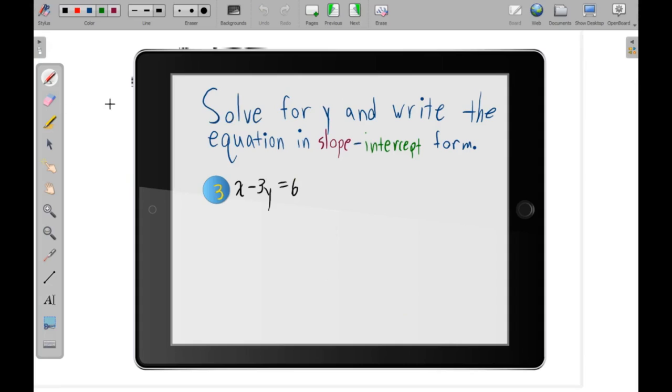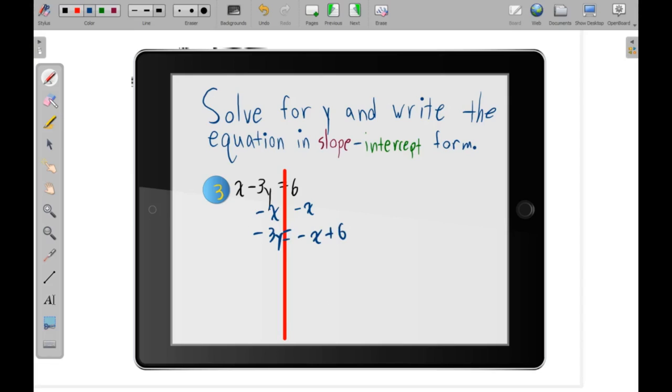Okay, let's do this together. So our first step is to draw a line through our sign. And we want only y. We don't want x on the left. So our x is positive. We're going to subtract x from both sides. So that leaves us with negative 3y is equal to negative x plus 6.